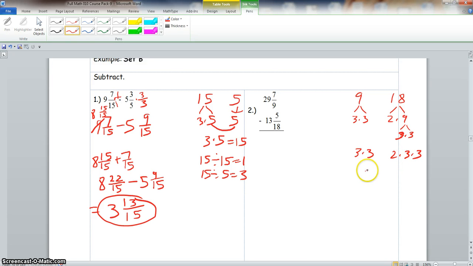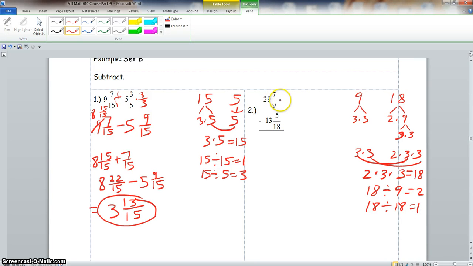Now we have nothing that matches up with the 2, so we bring the 2 down. We have 2 sets of 3's that match up. So we'll bring down 1 for the first set and another 3 for the second set. So our common denominator, or our LCD, is 18. So now, since our LCD is 18, we'll take 18 divided by the original denominator of the first fraction, which gives us 2. And then we'll take 18 divided by the original denominator of the other fraction, which will give us 1.